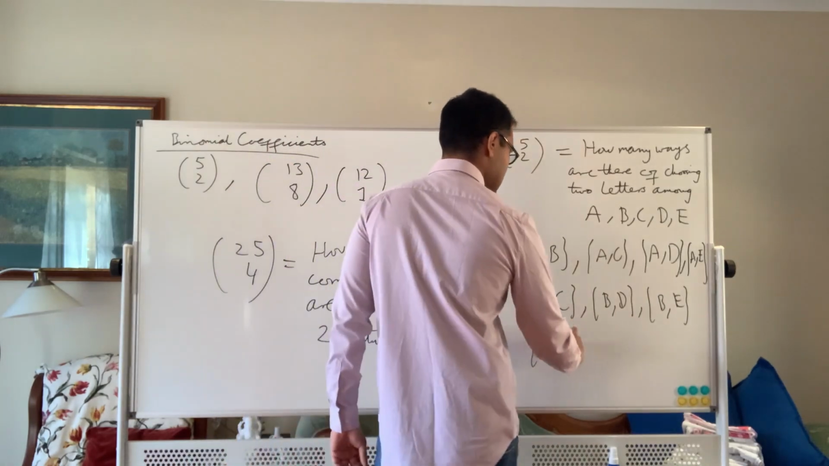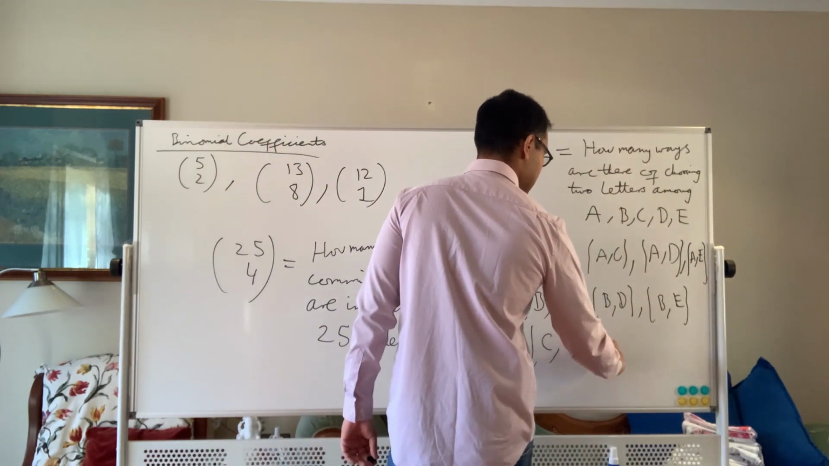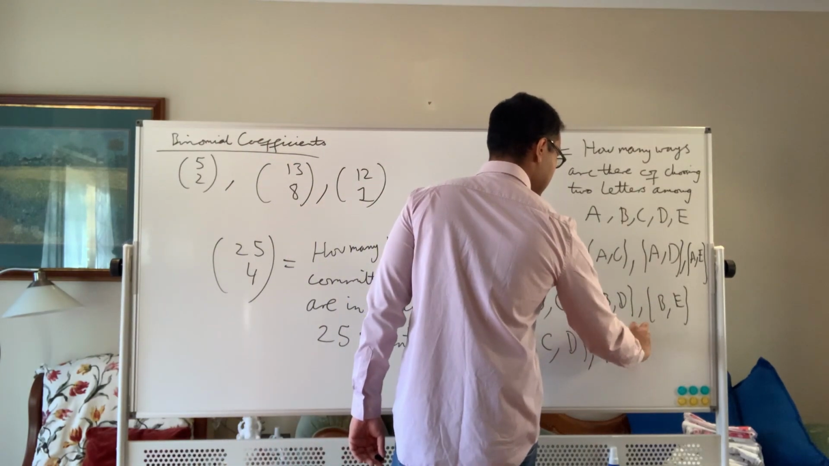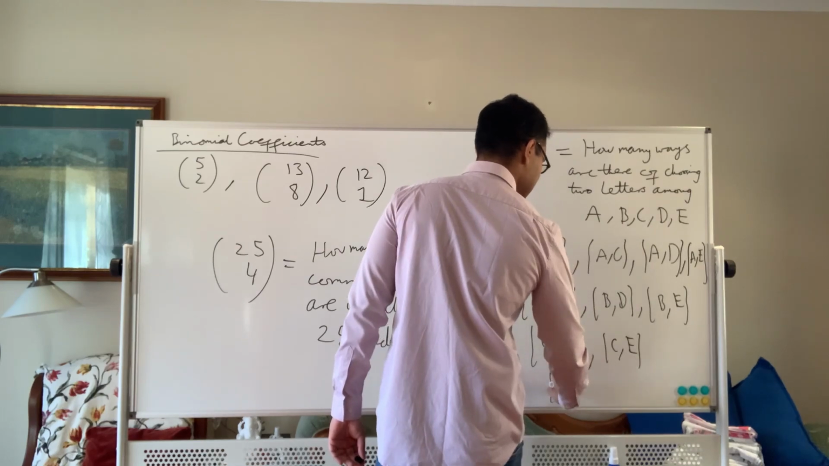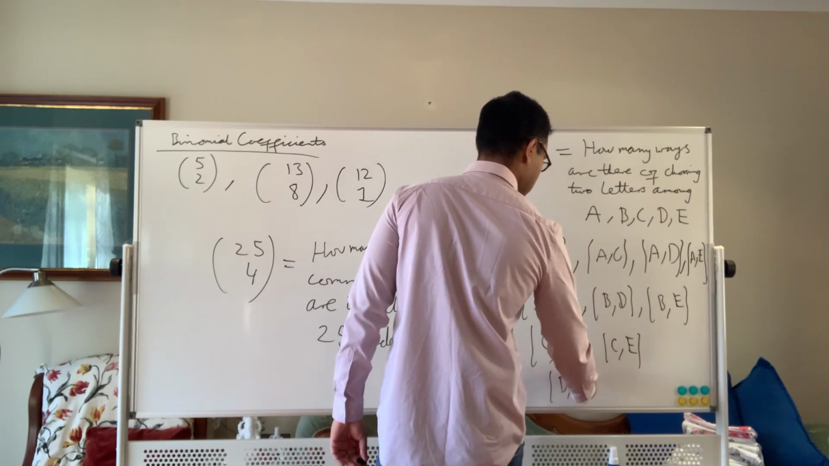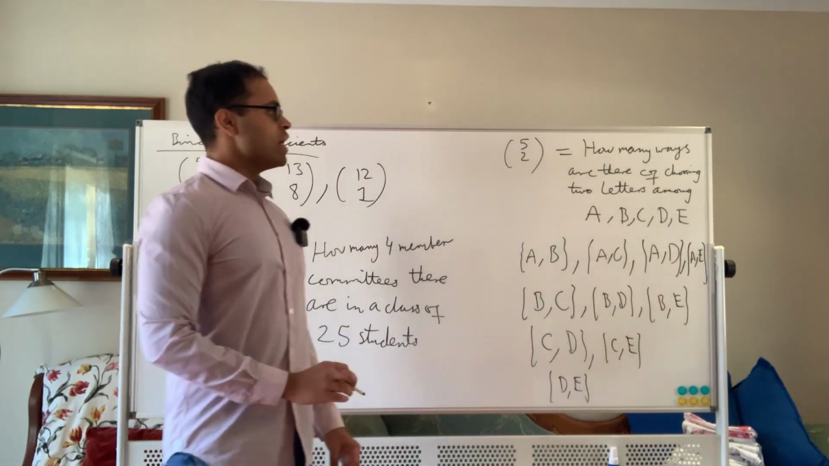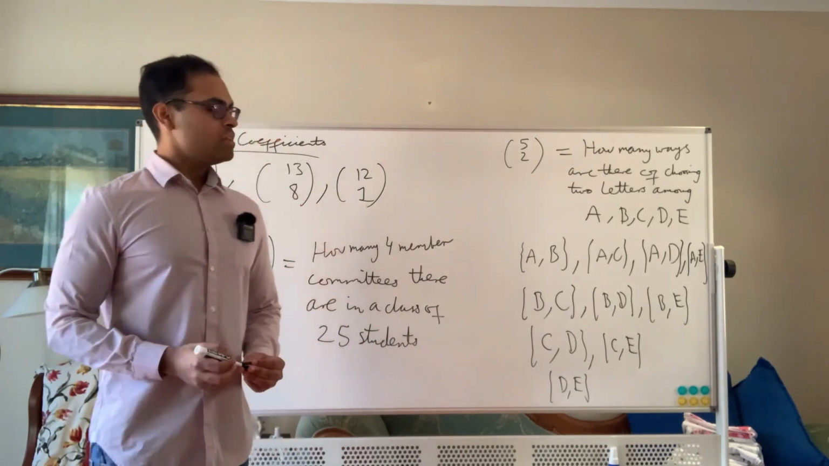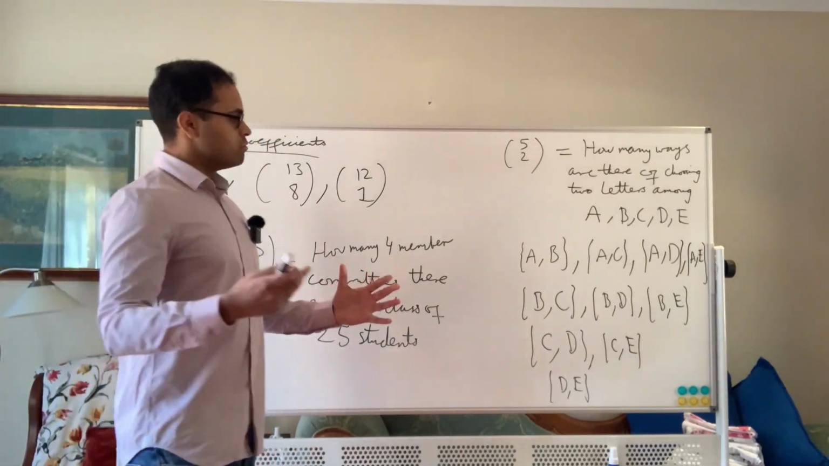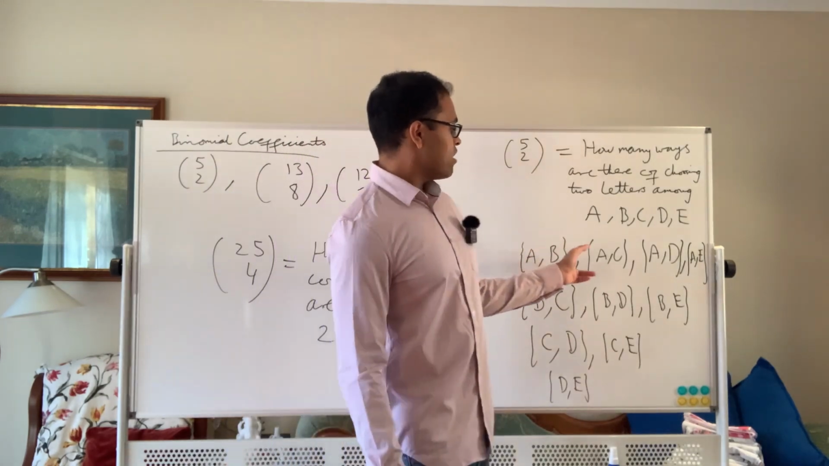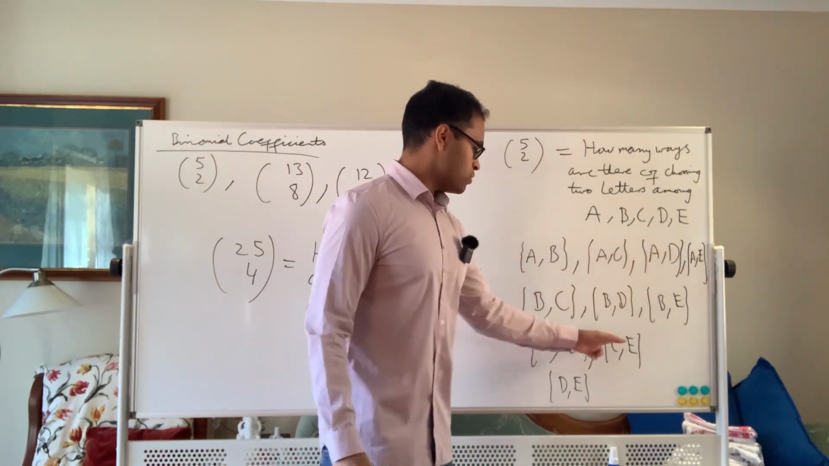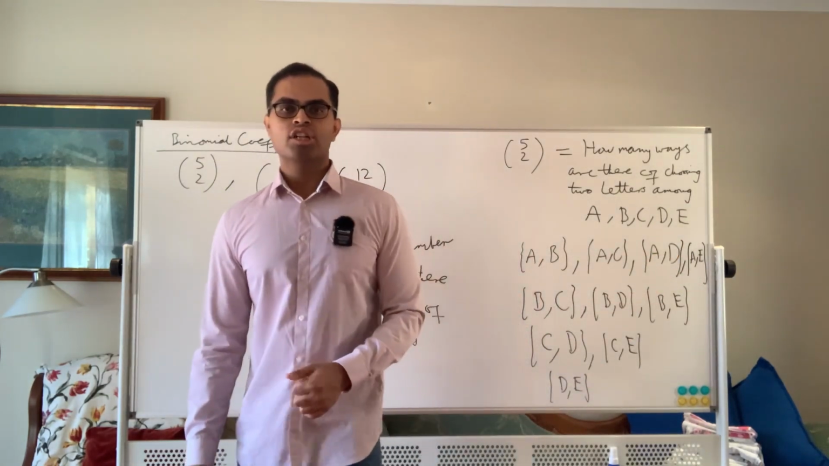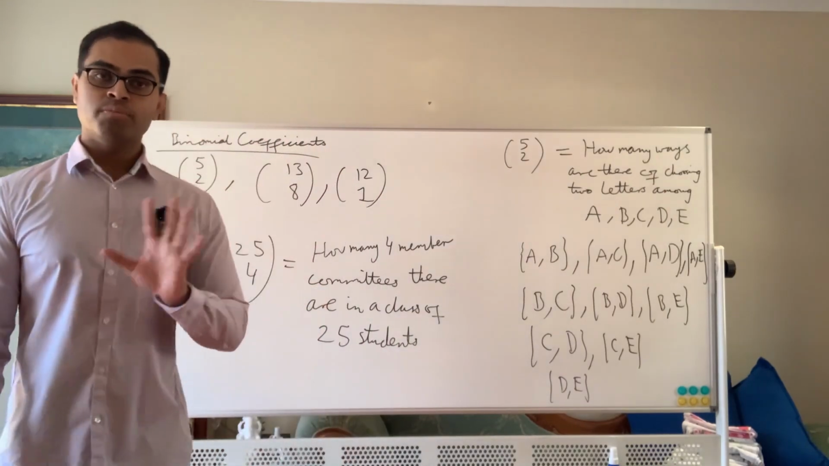We can choose C and D. Then we can choose C and E. And finally, there's going to be one choice with just D and E. So those are going to be the ways of choosing two letters among A, B, C, D, and E. And how many ways are there? Well, there are 4 plus 3 plus 2 plus 1, right? It's going to be 10. 4 plus 3 plus 2 plus 1 is 10.